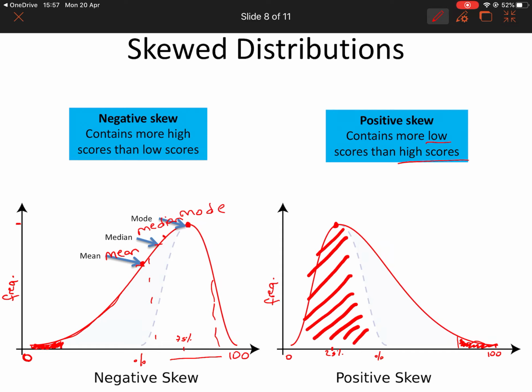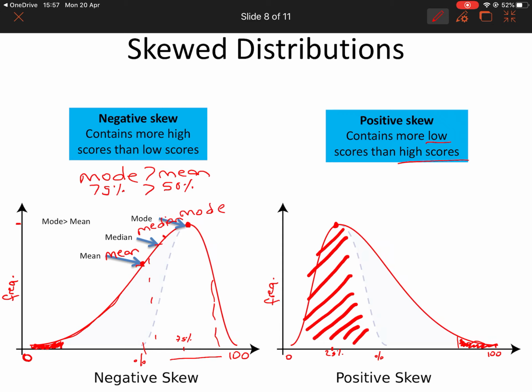And why is this happening? Well, the mean, unlike the mode and the median, is the only measure that takes all of the scores in a data set into account. So the mean, unlike the mode and median, is going to be affected by extremely high or extremely low outlying scores. So in a negative skew, our mode is always going to be greater than our mean. In this case, our mode is about 75%, and this is greater than our mean of, for example, just roughly 50%. The opposite is true for a positive skew.